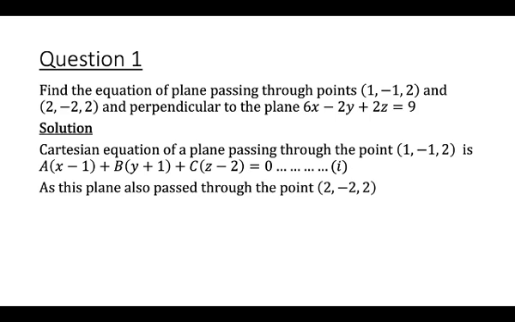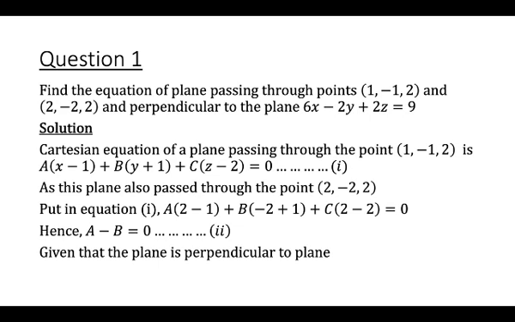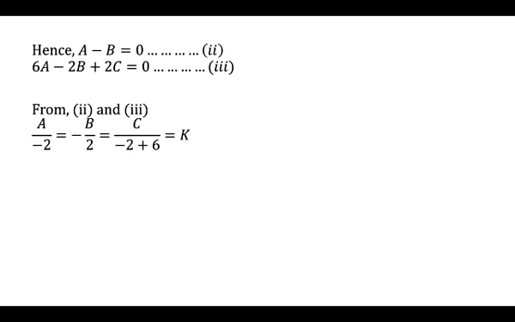As this plane also passes through point (2, -2, 2), so put it in equation number 1, we get a into (2 minus 1) plus b into (-2 plus 1) plus c into (2 minus 2) equal to 0, and we get the equation a minus b equal to 0. This is equation number 2. And given plane is perpendicular to plane 6x minus 2y plus 2z equal to 9. So product of their direction ratios equal to 0, 6a minus 2b plus 2c equal to 0. We have to find out now a, b, c.